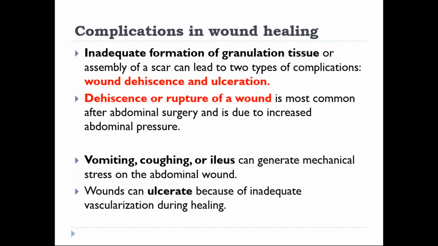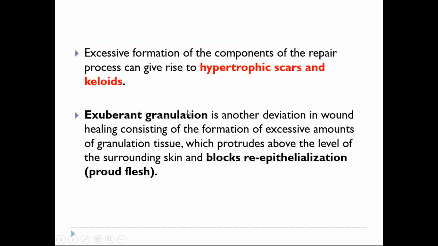So what is meant by dehiscence or rupture of wound? It's most common after abdominal surgery and is due to increased abdominal pressure, mostly due to vomiting, coughing or ileus, which can generate mechanical stress on the abdominal wall. Wounds can also ulcerate because of inadequate vascularization during healing. So inadequate formation of granulation tissue and various mechanical causes will lead to wound dehiscence or rupture of wound, and later it will ulcerate.